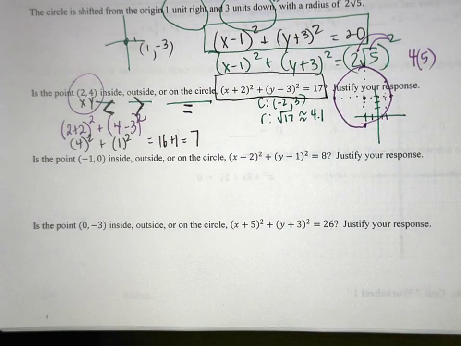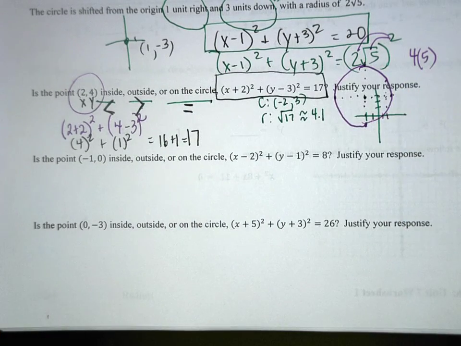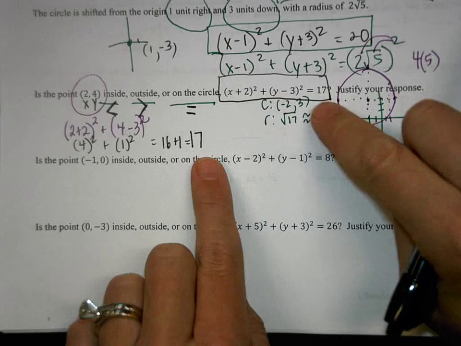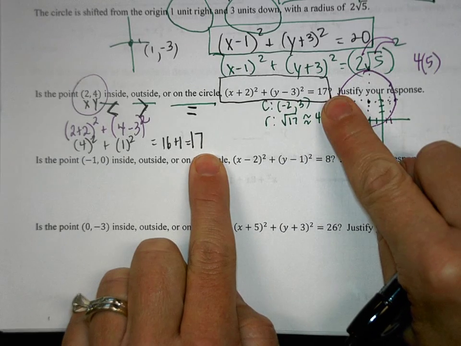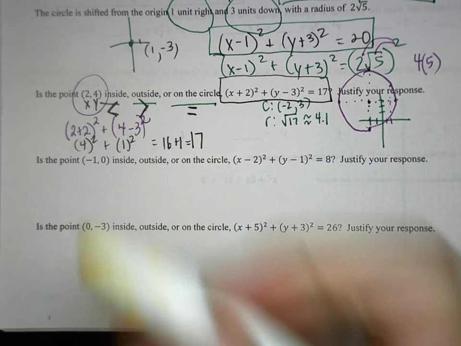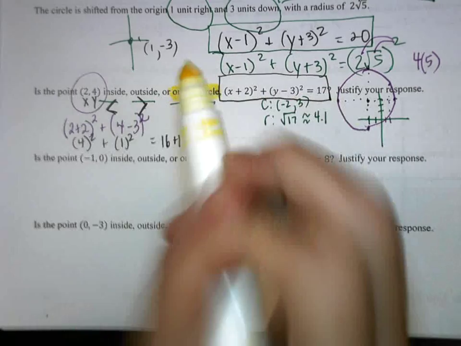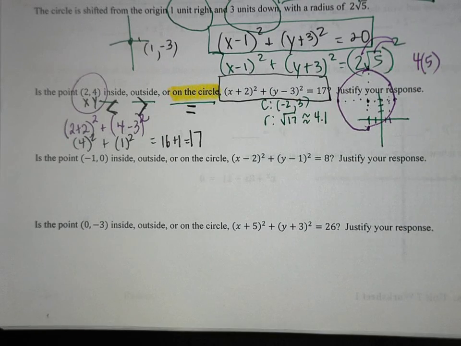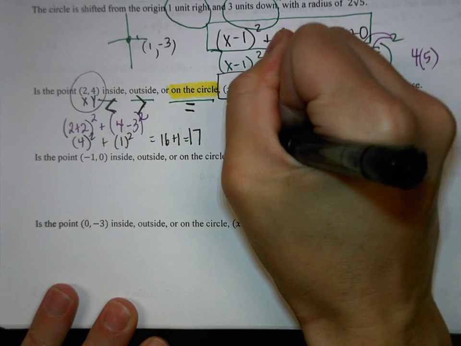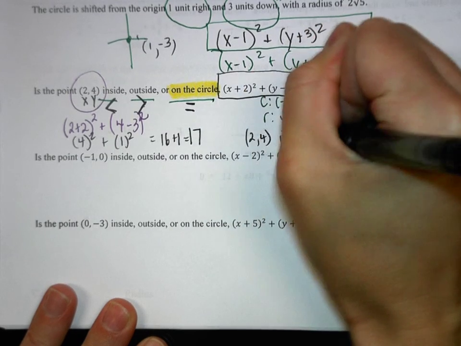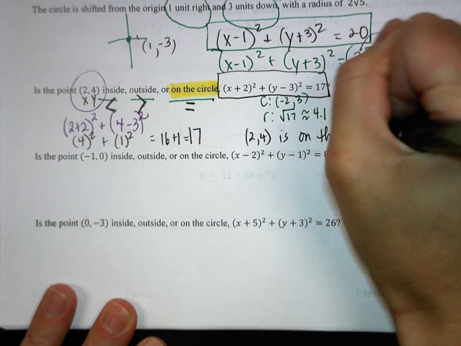So, that's a 17. Okay, so since they equal each other, what do we know? It's on the circle. It is on the circle. So the point 2, 4 is on the circle.